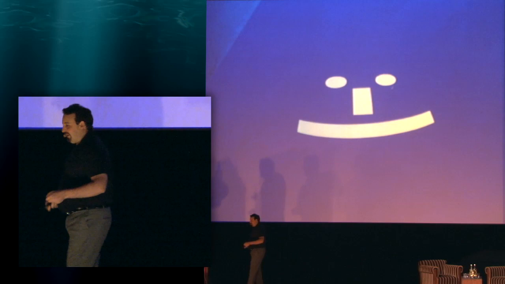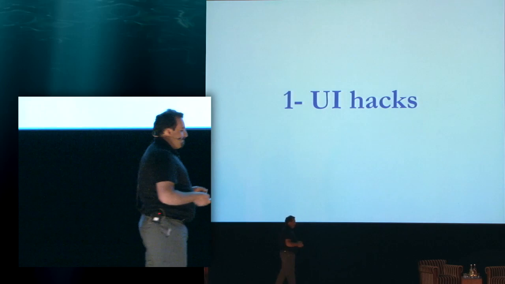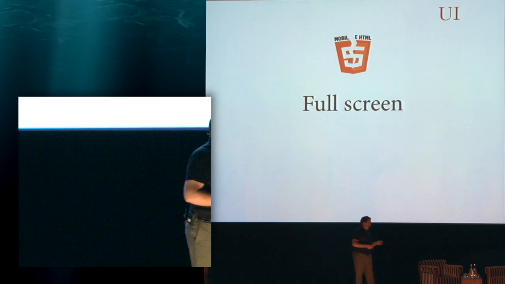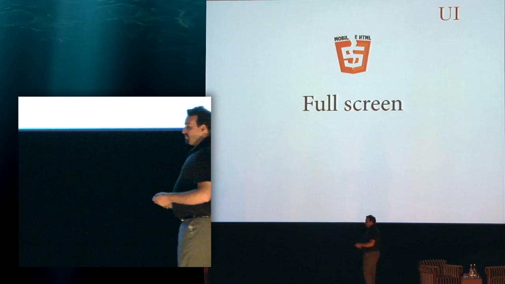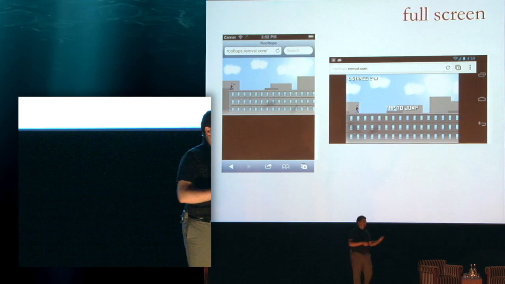So let's start showing you some code. First, I will start with 5 or 6 hacks about user interface. The first one is full screen. I usually get a lot of questions about this: how can I get the full screen experience? For example, if you have a game, sometimes you want the browser UI to get out of there, at least for a while the user is playing the game.